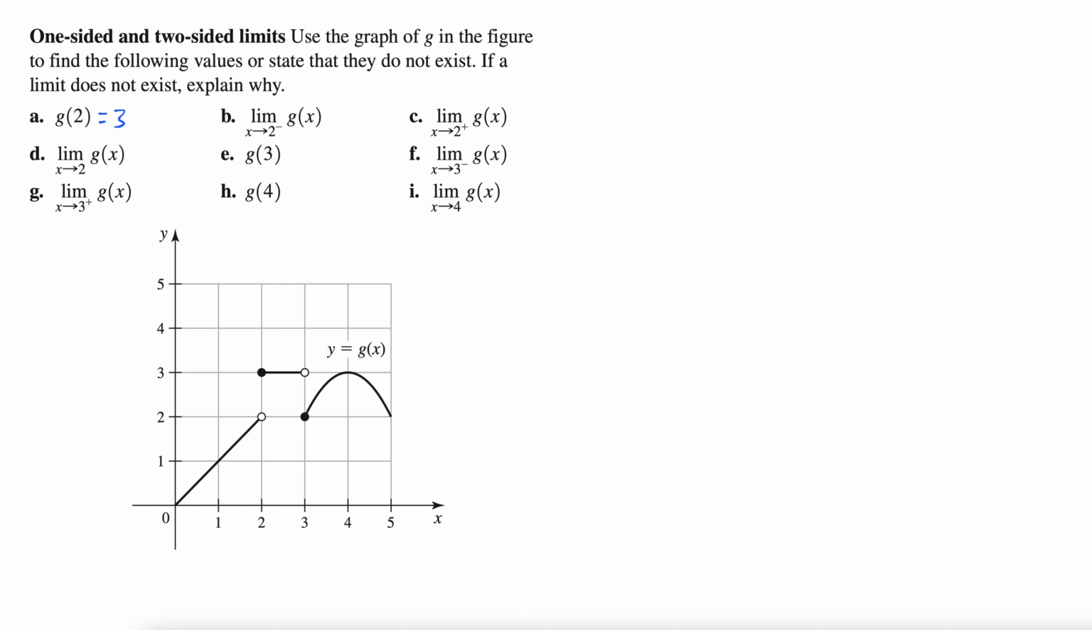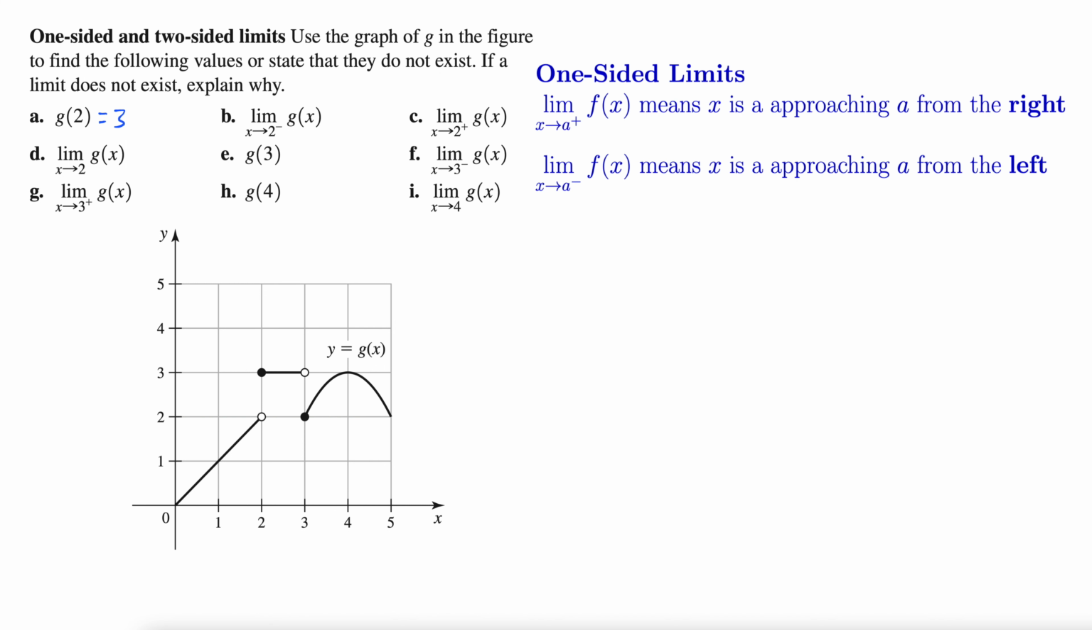For part B, we need some new notation for one-sided limits. So when we use this notation of x approaching a, and then we have this positive superscript here, what we say is the limit as x approaches a from the right. It's approaching a from the positive direction. So that superscript, positive or negative, always refers to the direction you're coming from. So we would say approaches from the right.